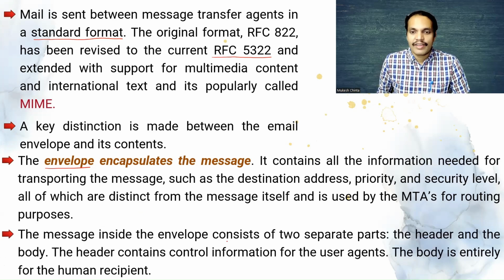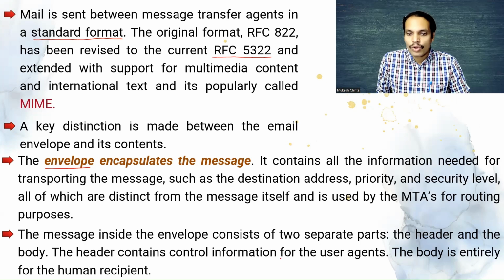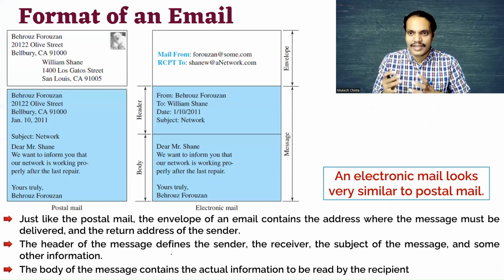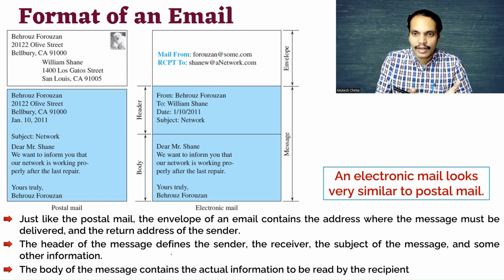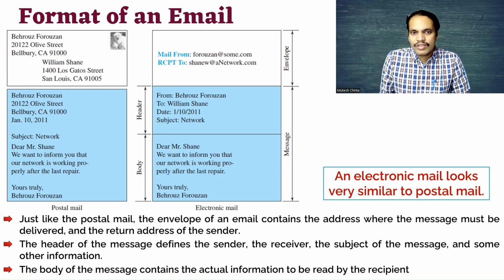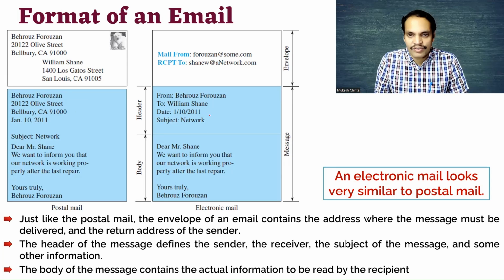The message inside the envelope consists of two separate parts. Once again, you have the header and the body. The header contains control information for the user agents, and the body is entirely for the human recipient. Now, to understand better, this is a quick comparison between how you write a postal letter and how you send an email. Both of them are quite common. I have taken this diagram from Forouzan's textbook.